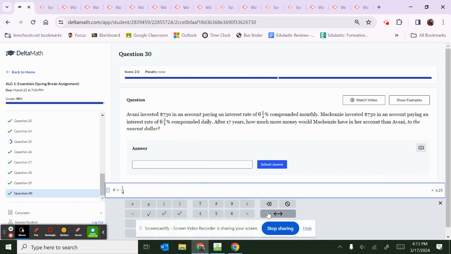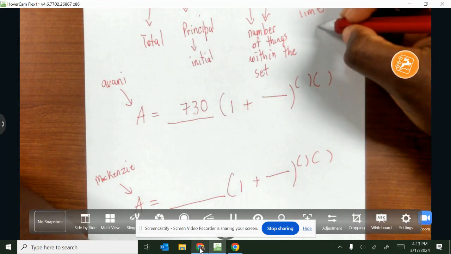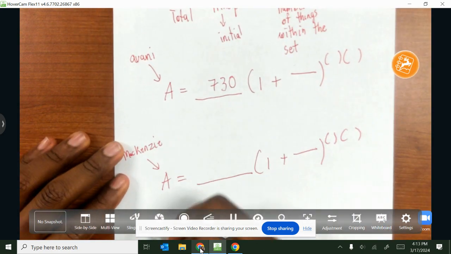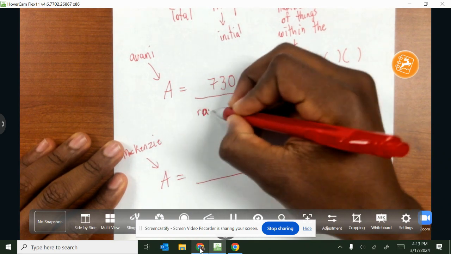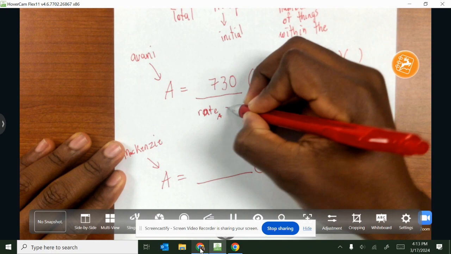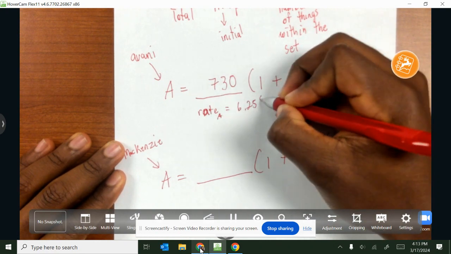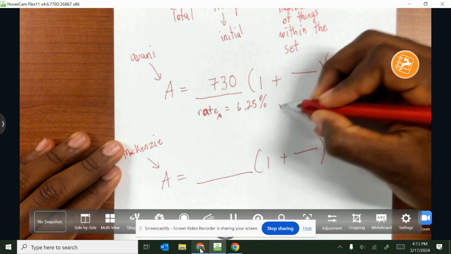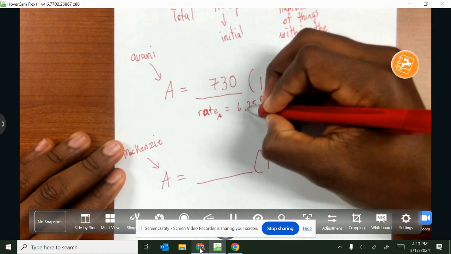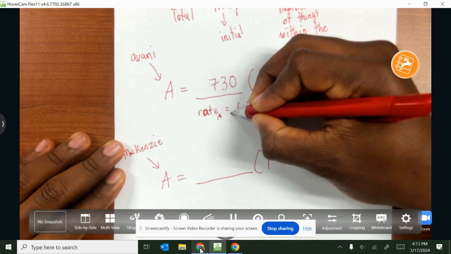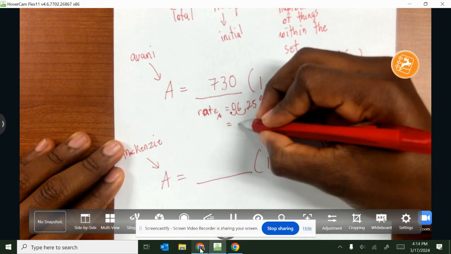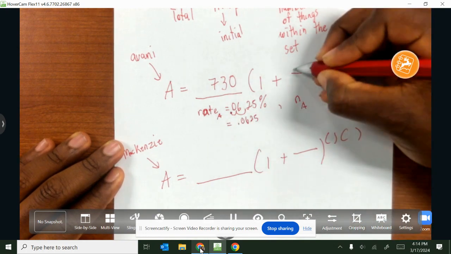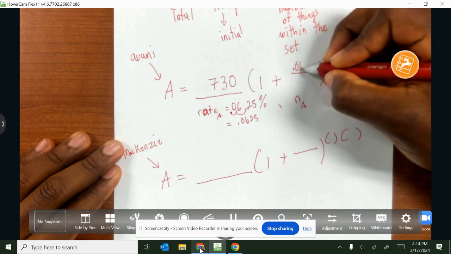So for Avani's rate, 6.25% is 6.25. All right. The rate for Avani would be 6.25, but this is a percentage. And do we need a percent? No, we need a decimal. So I'm going to move it 2 times to the left. So the point would now be here, and I'm going to put 0 as a placeholder to fill that space. So this will be 0.0625. And that's what my rate is, 0.0625.